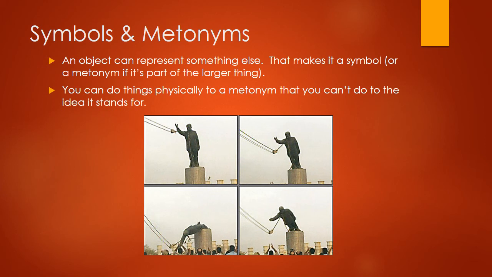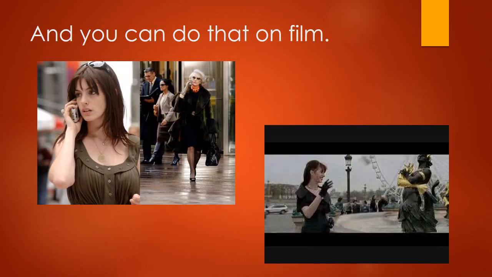And the great thing about a metonym is that you can do things to it that you physically can't do to the idea that it stands for. So for example, you might have a statue, and that statue is a metonym for the government that it represents. Now when you overthrow a government, well, you can't really see that. But what you could do is you could tear down the statue. And because the statue visually represents that bigger idea, what we see when you pull down the statue is symbolically you pulling down the government. This is useful because you can do it on film.